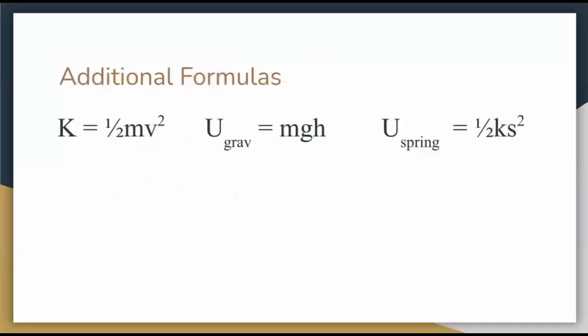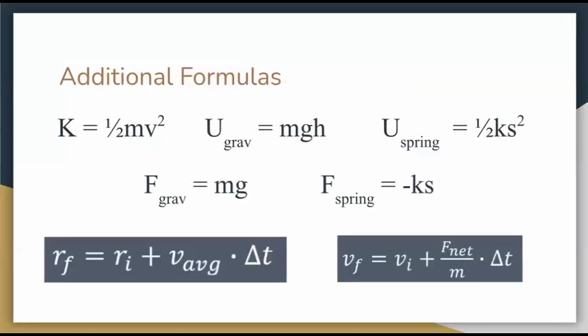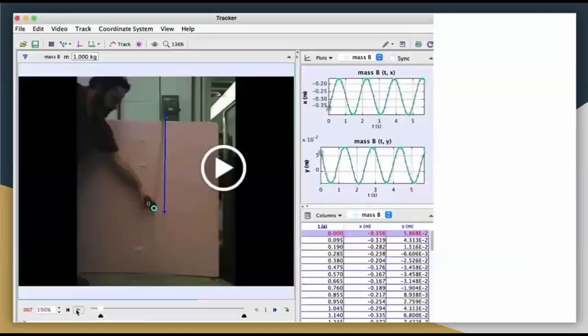We will also need the formulas for kinetic, gravitational potential, and spring potential energy, as well as the formulas for gravitational force, Hooke's law, position update, and velocity update, all of which can be derived from Newton's second law.